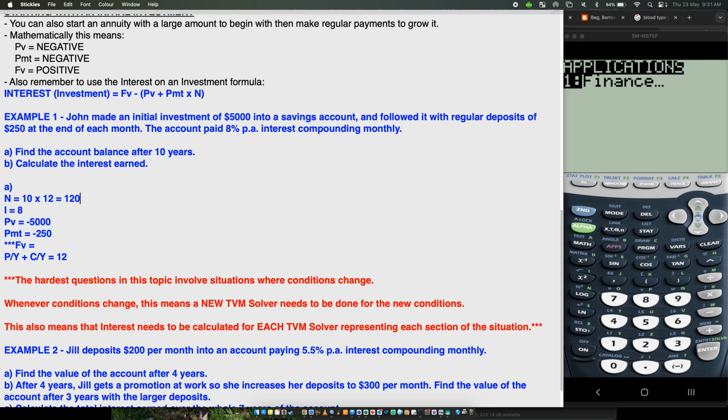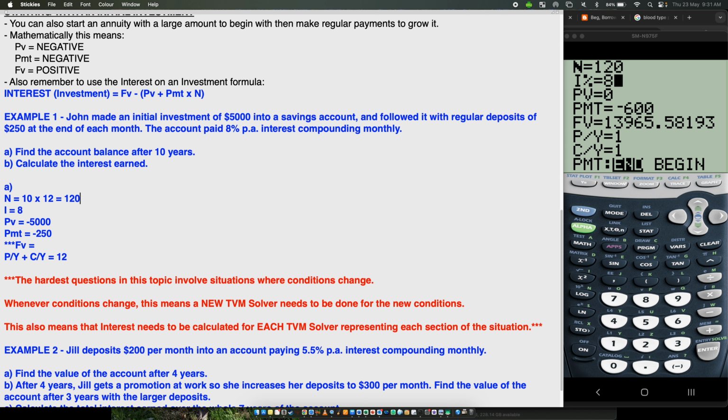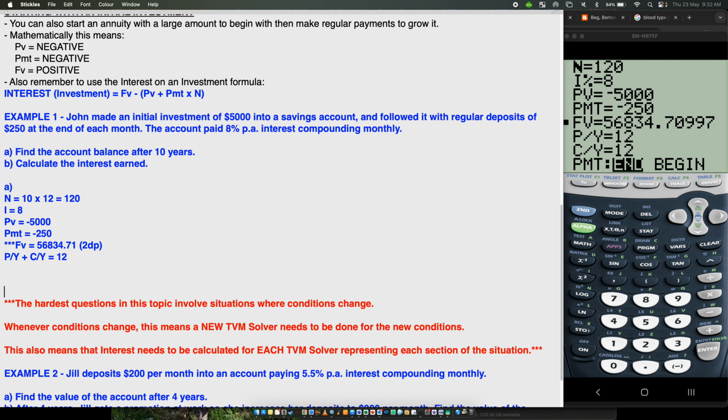So I'm going to go in the calculator now. Apps, finance, TVM, 120, 8, negative $5,000, negative 250, 12 and 12, alpha, enter. If John was to do that, he would end up with $56,834.71, rounded to 2 decimal points. So even though he started off with a lump sum, $5,000 is maybe selling your car. $250 a month is like maybe less than a week of work.